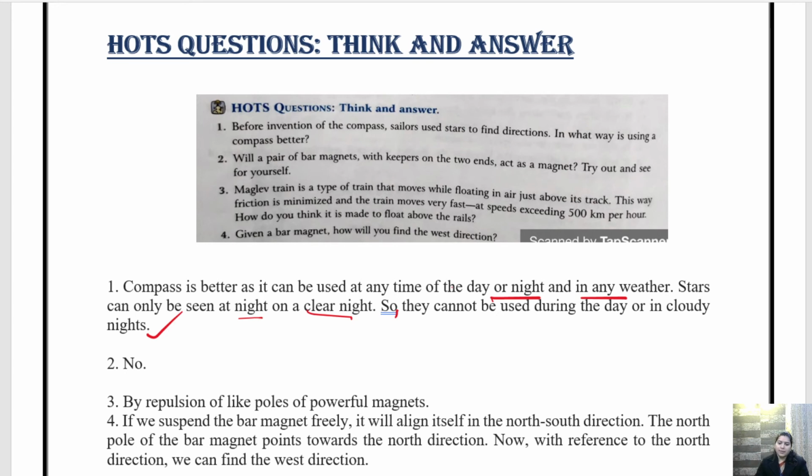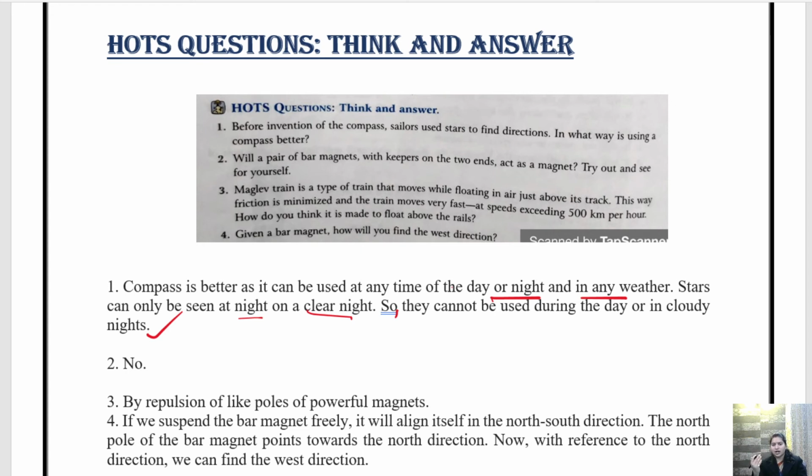Next, a maglev train is a type of train that moves while floating in air just above its track. This way, friction is minimized and the train moves very fast, at a speed exceeding 5,000 km per hour. How do you think it is made to float above the rail? Children, there are some trains that are called maglev trains. Okay, so with these maglev trains, what happens? They are a bit higher from the track. थोड़ा सा ऊपर होती है track से, ठीक है? And they move very fast. Even the metro also follows the same principle.